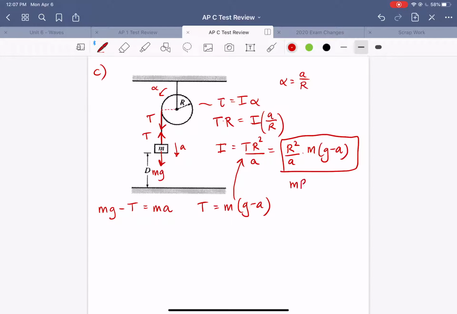Or if you prefer to rearrange it, you could also write it like this. Keep in mind, this m is not the mass of the pulley, believe it or not. It is actually the mass of the block. It might look a little strange to express the moment of inertia this way, but this is really all we have to work with.